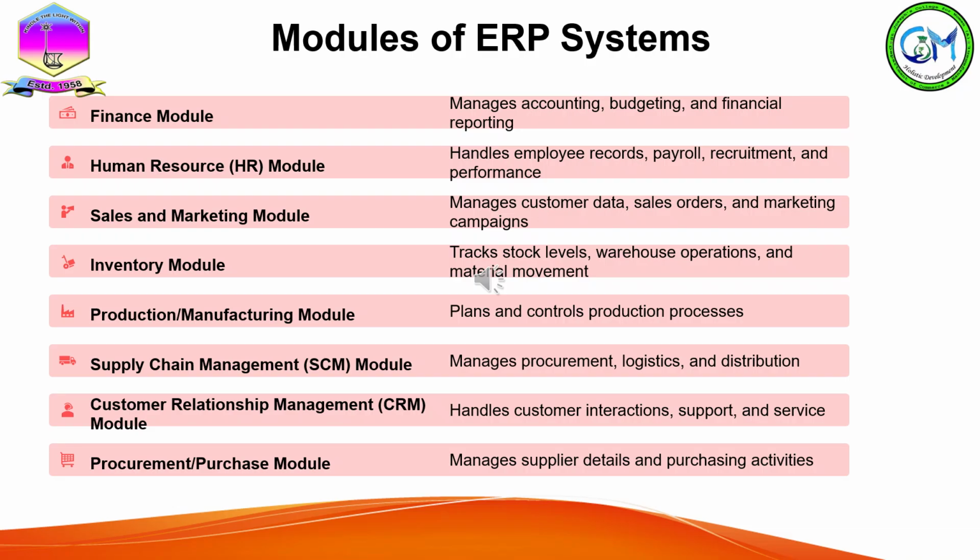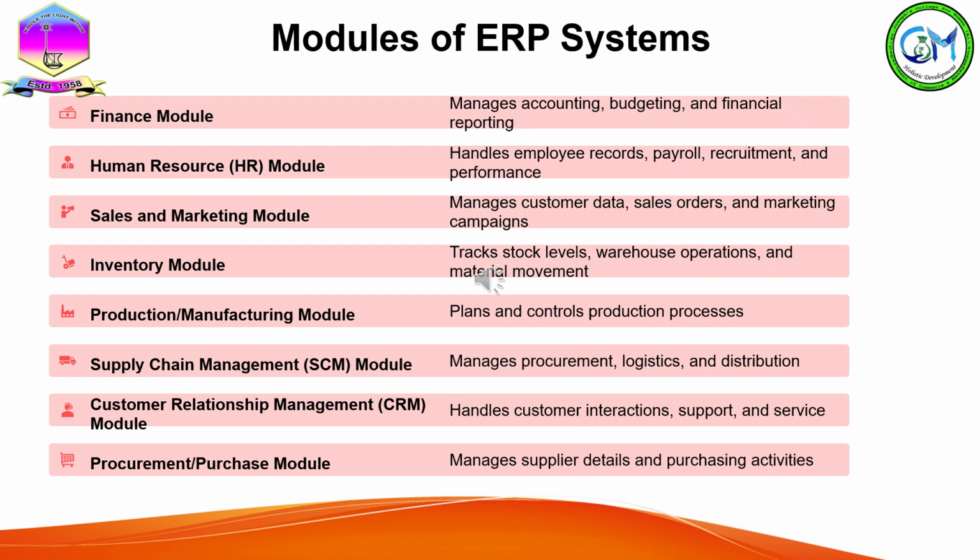Modules of an ERP system. There are several modules in an ERP system. Some are summarized below. One is the finance module. It performs tasks like managing accounting, budgeting, financial reporting, etc. The second module, the human resource module, handles employee records, payroll, recruitment, selection, performance, induction, job description. Everything is managed by HR modules, like SAP.